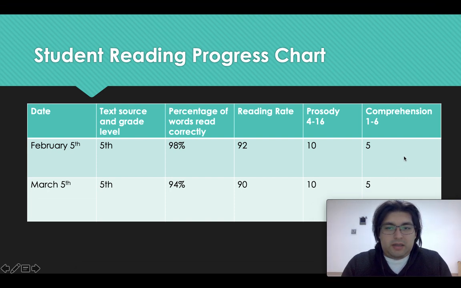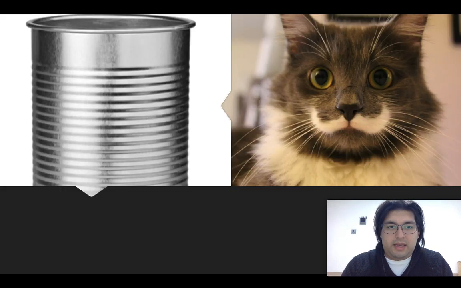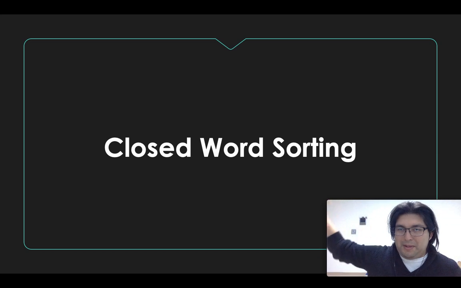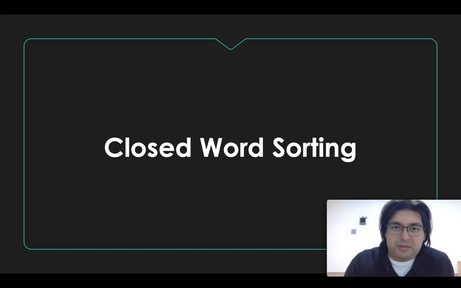And the next one is closed word sorting. This came from chapter 11. In order to do this, you need to create a PowerPoint or some sort of presentation, whether it's giant index cards or the old school paper cardboard presentation, whatever floats your boat.